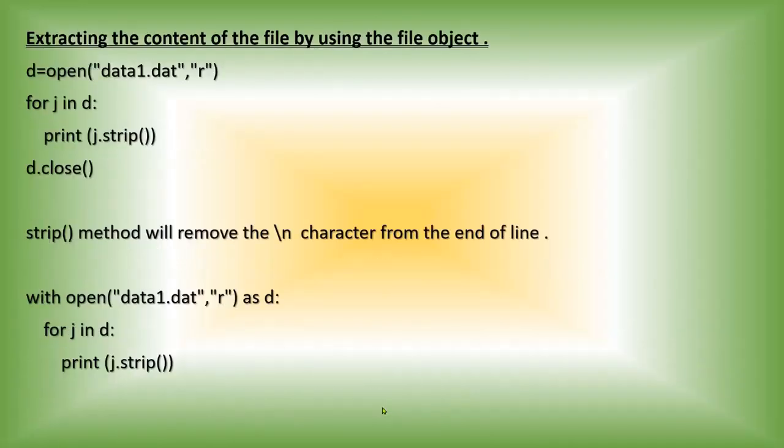See the next topic. You can extract the content of the file by using the file object. See the example written there. I just opened the file in R mode by using the open method. I didn't use any read method over here. Using the file object itself, I am extracting the content of the file. Without using the read statement, you can extract the content of the file, which is applicable for both the with statement and the open method.